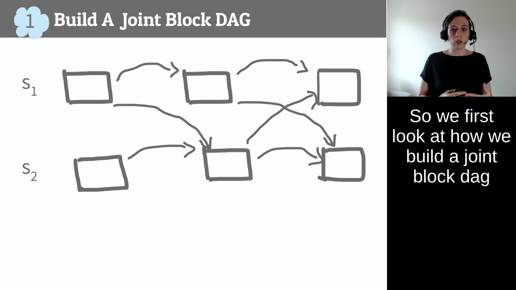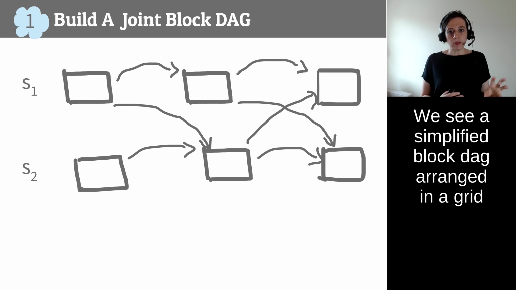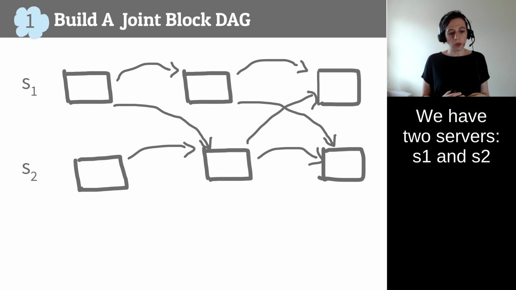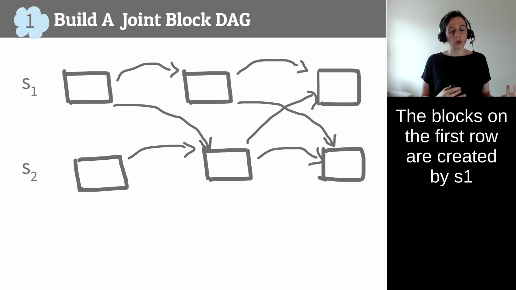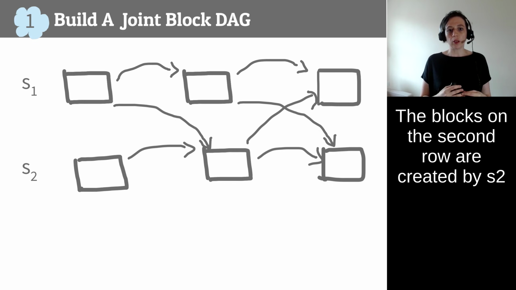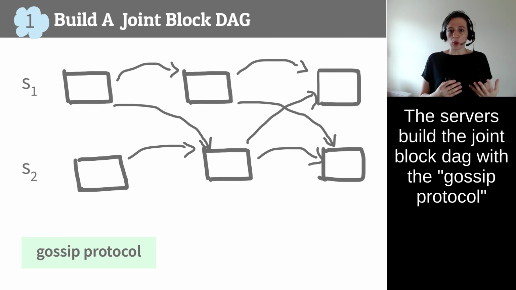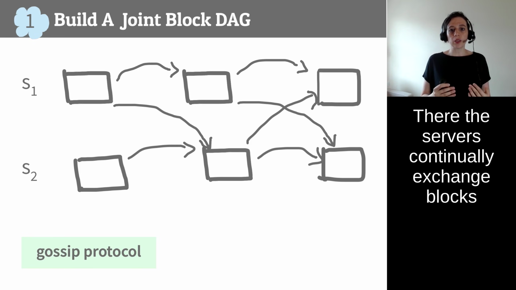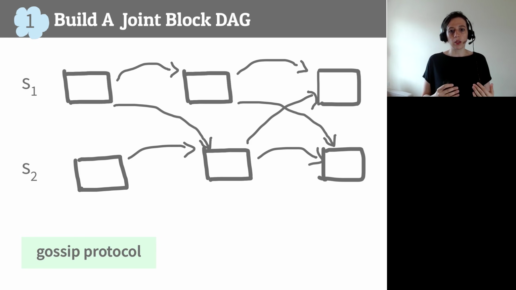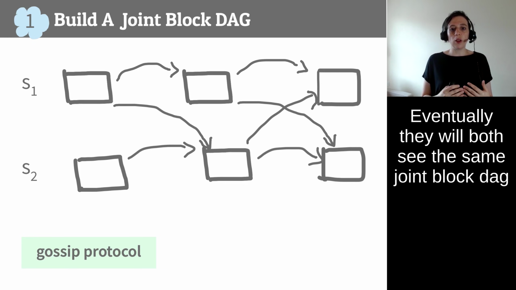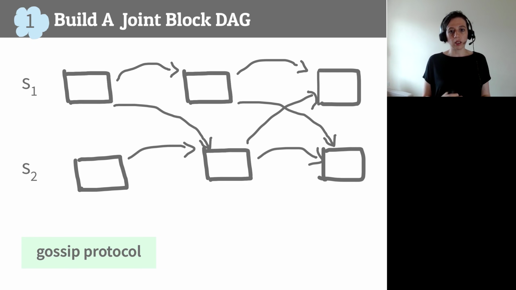So, we first look at how we build a joint block DAG. We see a simplified block DAG arranged in a grid. We have two servers, S1 and S2. The blocks on the first row are created by S1. The blocks on the second row are created by S2. The servers build the joint block DAG with the gossip protocol. There, the servers continually exchange blocks. Eventually, they will both see the same joint block DAG.